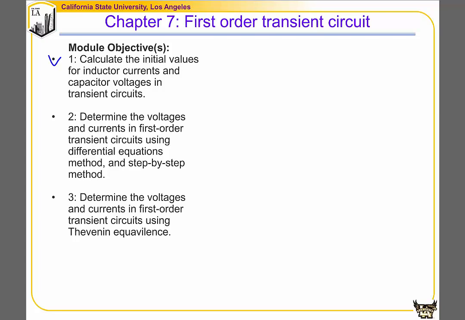Over here, we need to use the continuity properties. For a capacitor, the voltage is continuous, so VC(0+) equals VC(0-). For an inductor, the current is continuous, so IL(0+) equals IL(0-).